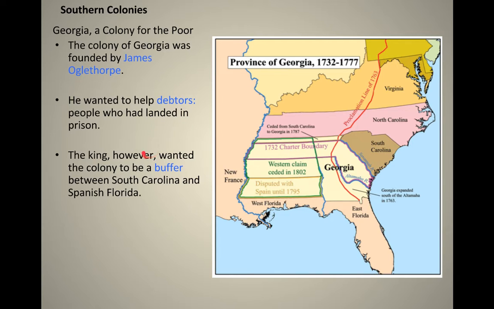But that was just the king. James Oglethorpe was trying to help. He was actually trying to do like I said up here and help the debtors, help the people get out of jail. So Georgia, kind of ironically, was named after King George, this king that didn't really care about poor people that much. He just wanted to have a buffer, but they named it after him anyway because he was the king.